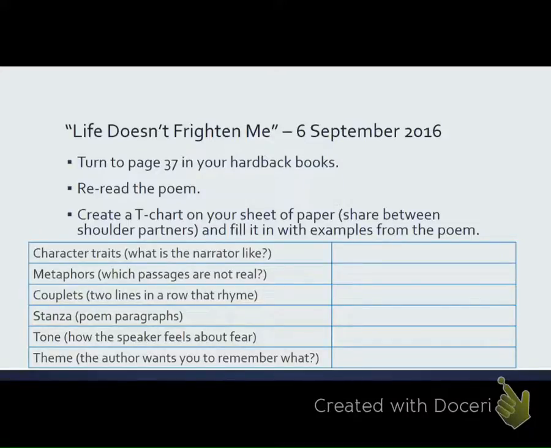And theme. This goes with the author or the speaker as well. Okay, what does the author want you to remember? That's the theme. Remember, a theme has to be in a complete sentence. Alright, so that was the lesson for today.